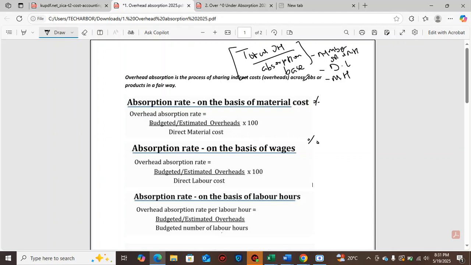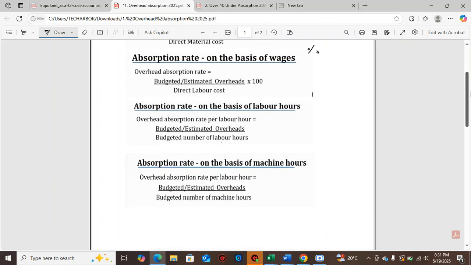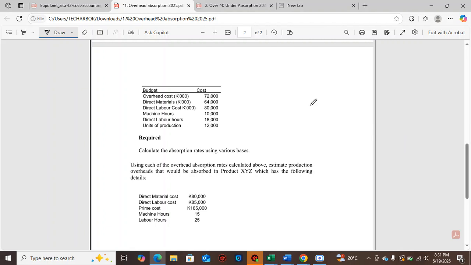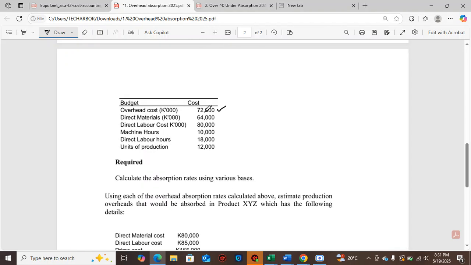But for other bases like number of units, direct labor hours, machine hours, you don't need to convert them into a percentage. You just divide and you've got your overhead absorption rate. So I'm going to show you an example of this. We've got an example here. You've got your total overhead cost here, 72,000 kwacha, or 72 million, since there are three zeros here. So 72 million kwacha.